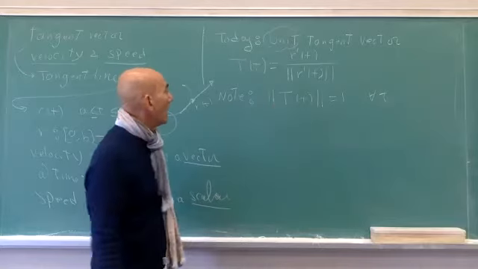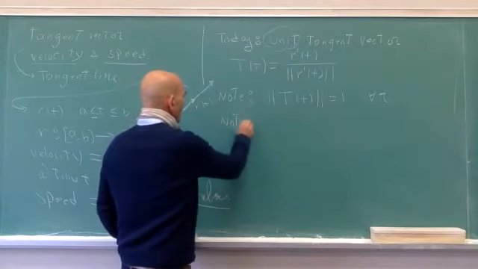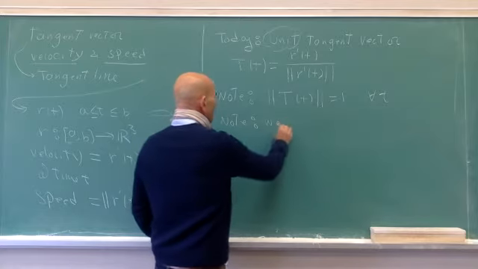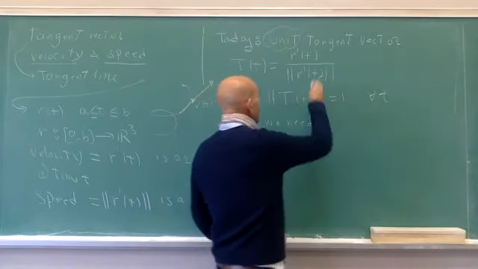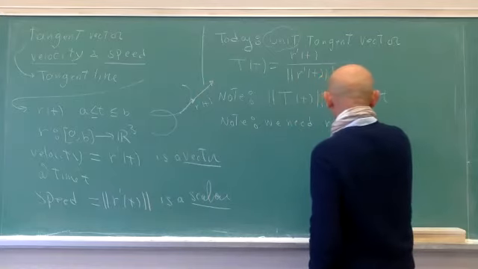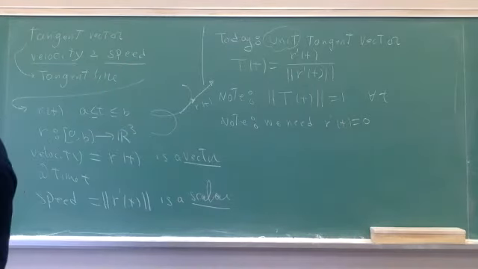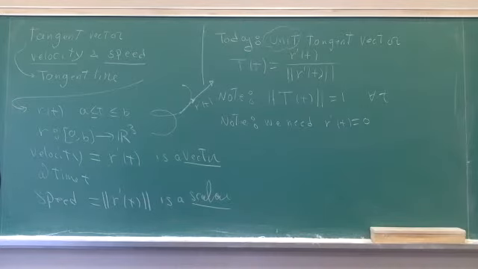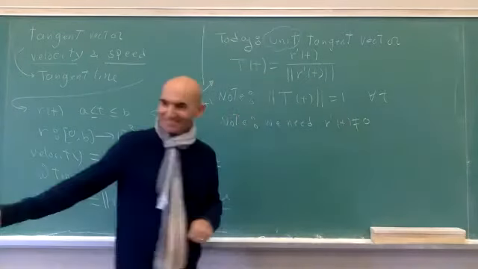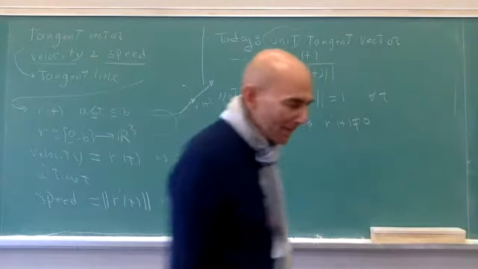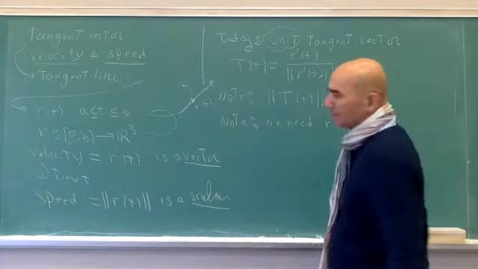Also note that for this to make sense, we need r prime of t not equal to 0. You cannot talk about a unit tangent vector to a particle moving in space at a moment where the velocity is 0. It doesn't have a unit tangent vector. Thank you, yes, exactly. We need r prime of t not equal to 0, and after that, everything is okay. We can just do it.